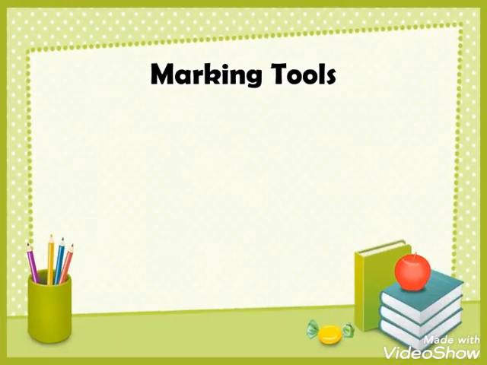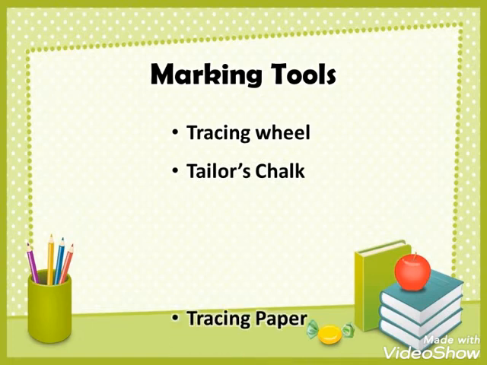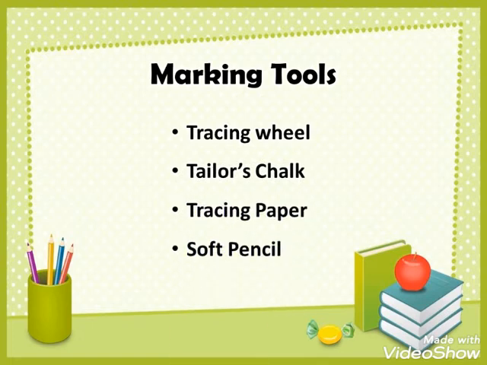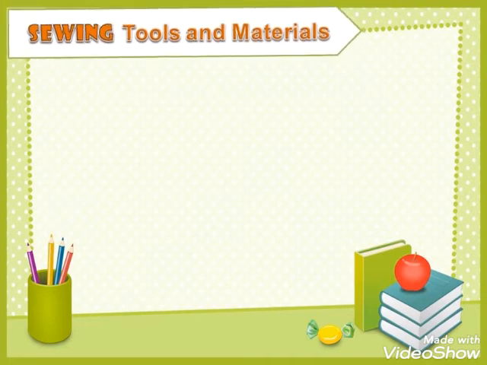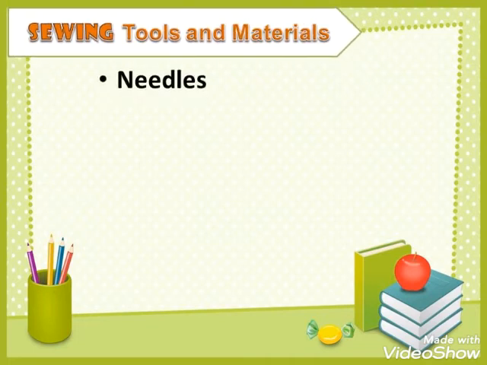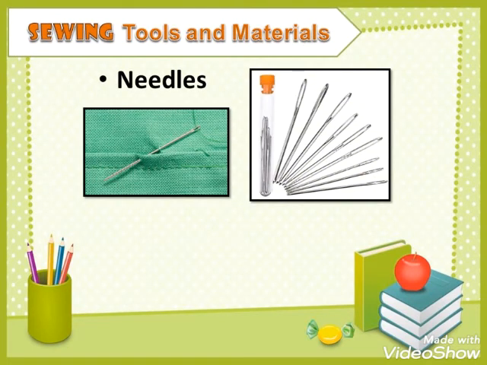Again, for marking tools, we have tracing wheel, tailor's chalk, tracing paper, and soft pencil. And for the last category, we have sewing tools and materials. We have needles, tools that have one sharp end and a hole at the other end to make the thread pass through.